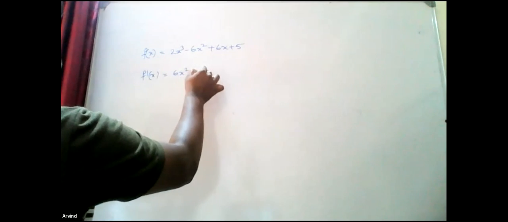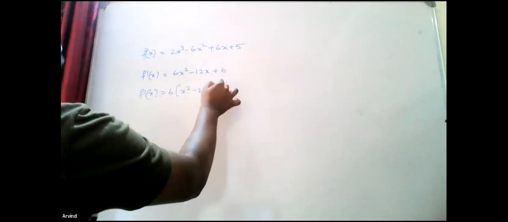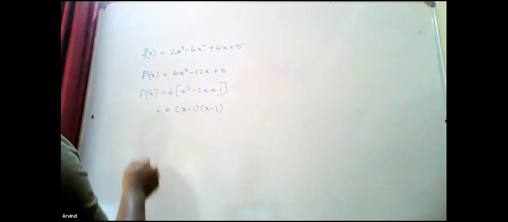Okay, differentiated: 6x square minus 12x plus 6. You can write this as 6 of x square minus 2x plus 1. This also you can write as x minus 1 into x minus 1. So the critical point will be 1, which is 1 itself. So you got the critical points.